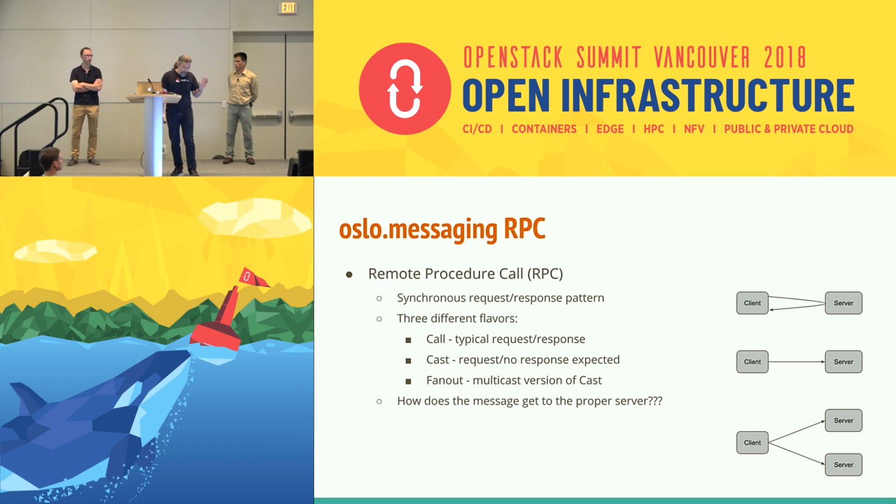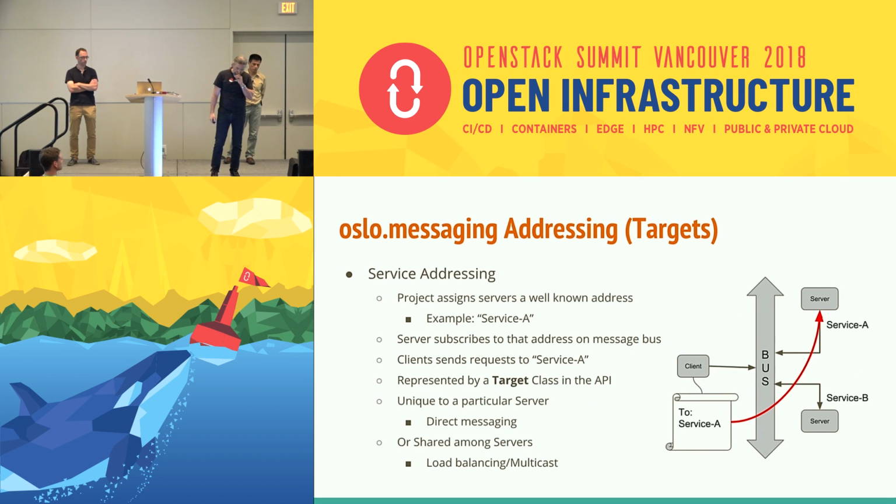So kind of touching on this, how does a message get to the proper service? By addressing, right? So each project has its own servers that it assigns identifiers to, names to, addresses to. And these represent the functionality these servers provide for the clients, right? So in our example here, we have a server, RPC server that represents service A and a RPC server that represents service B. These identifiers, we call them targets. It's an abstraction, also messaging.